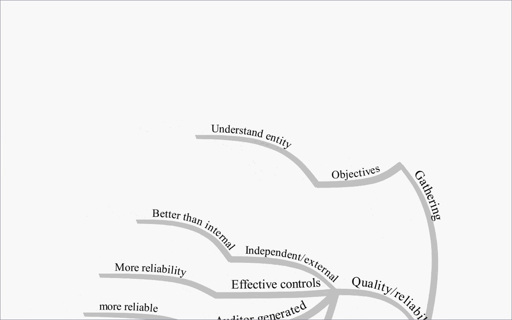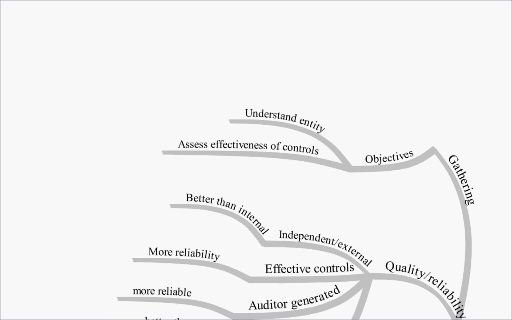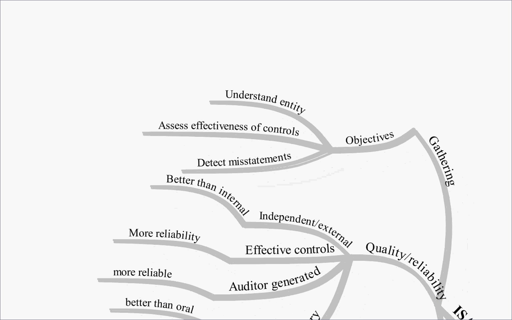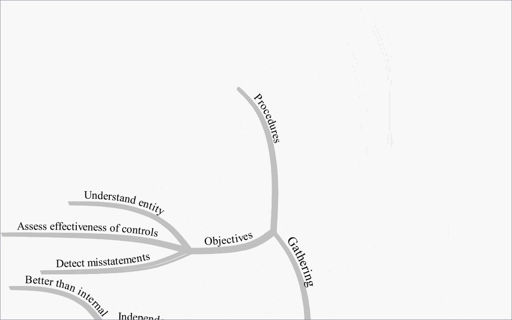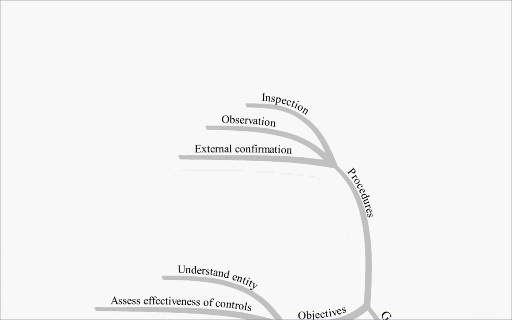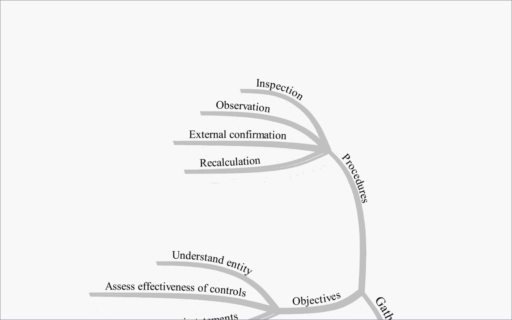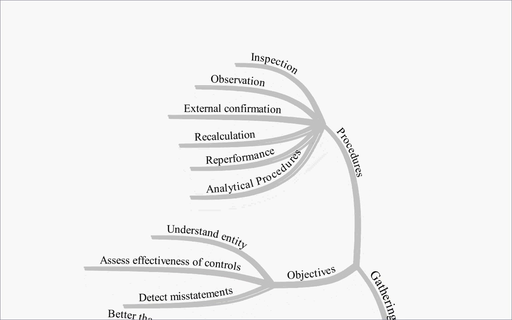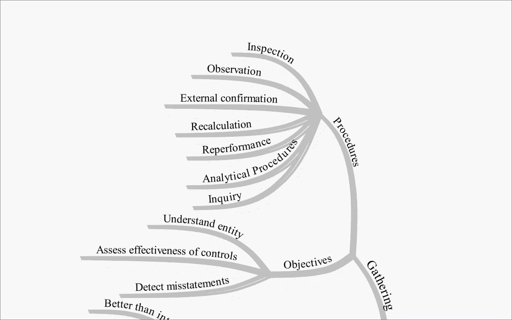Gathering evidence then. What are the objectives? Well, we want to understand the entity. Remember, we have a requirement to have a knowledge of the business, understand the entity. We want to assess the effectiveness of controls within the business, and we want to detect any misstatements that there may be. Procedures to do this: inspection of documents, observation, external confirmation, recalculation, reperformance, analytical procedures, and inquiry. Learn those procedures. Those are the procedures by which you gather audit evidence.